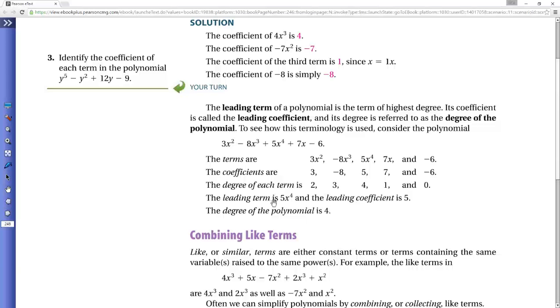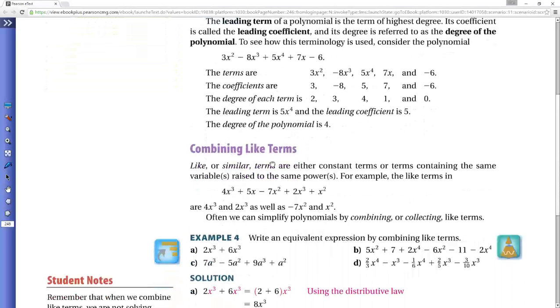They take the highest degree of the terms and use that for the polynomial.